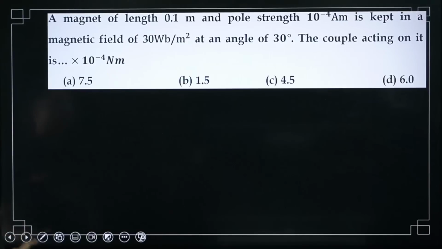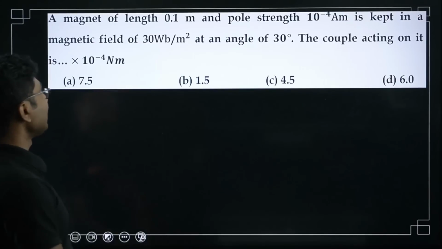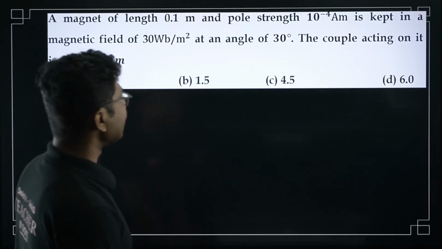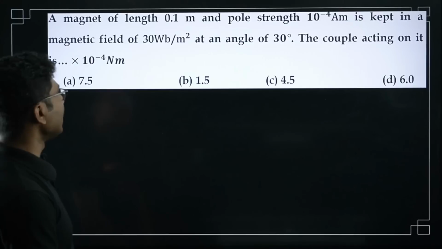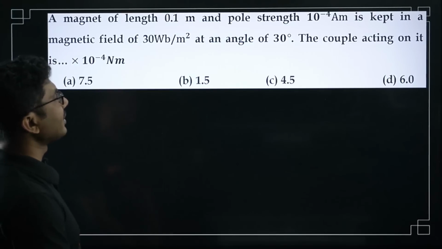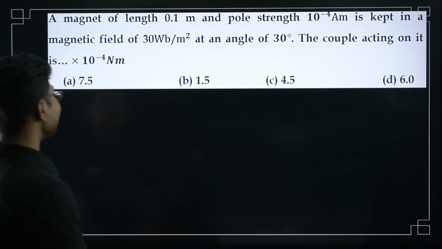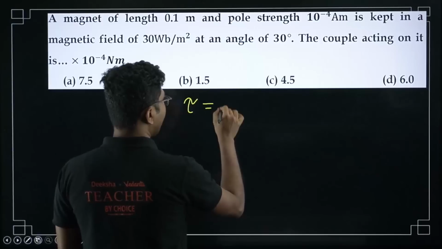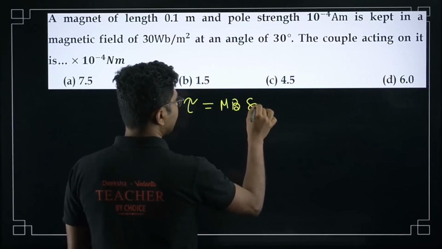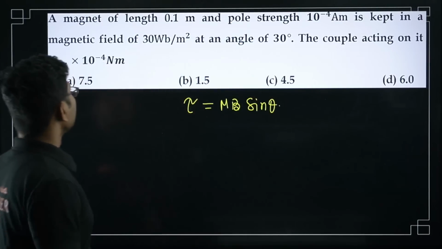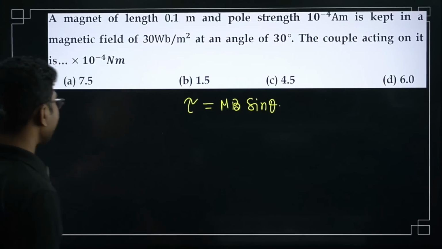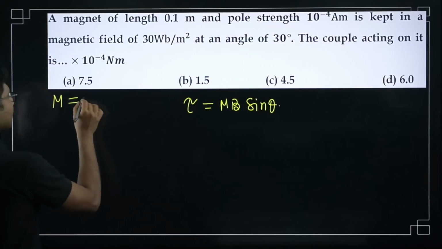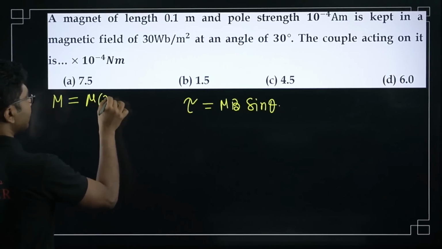Okay, next question. A magnet of length 0.1 meter and pole strength 10 to the power of minus 4 ampere meter is kept in a magnetic field of 30 Weber per meter square at an angle of 30 degrees. The couple acting on this is, so couple is given by MB sin theta. Now here M is not given, pole strength is given. So the magnetic moment for a magnet is given by the pole strength into the distance between the poles.